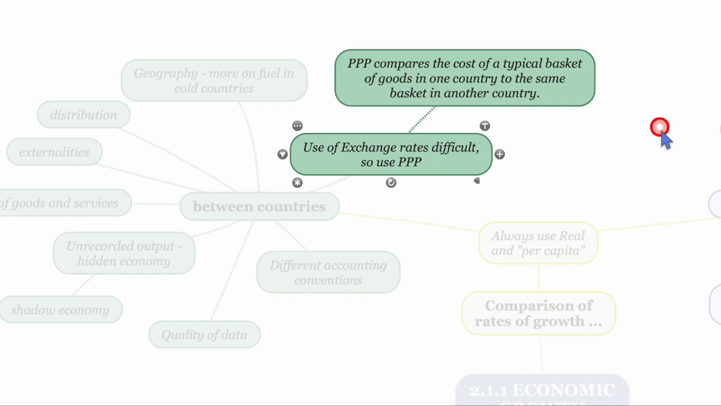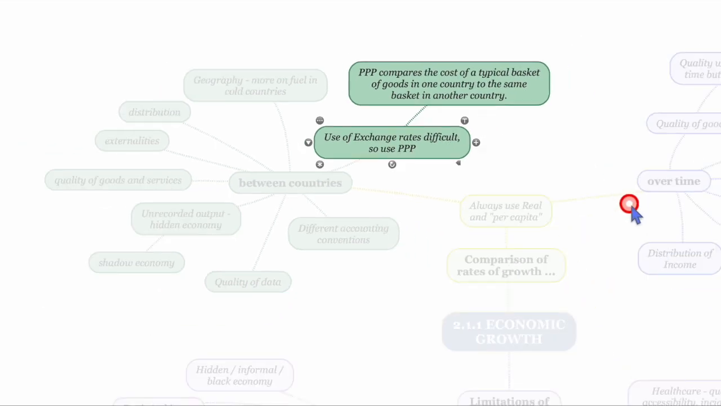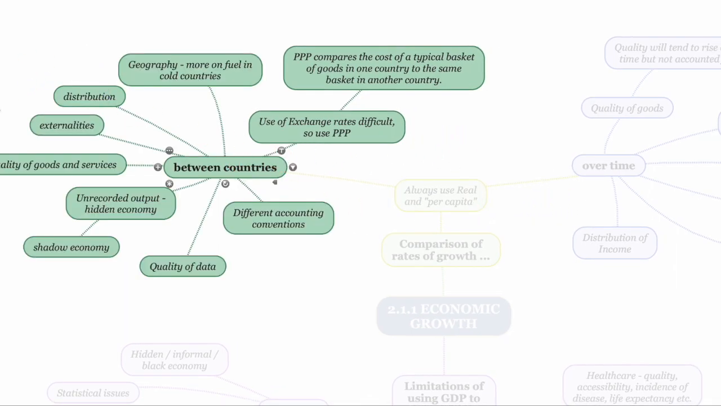There is a short video on that and why that's the case, which again you can have a look at later. So hopefully between countries you can see there's lots of different things that you should be thinking about. If I had to pick two of the biggest ones, I would be talking about externalities, pollution, congestion, etc., using up scarce resources, and the way in which that income is distributed within the country as really important points to mention.